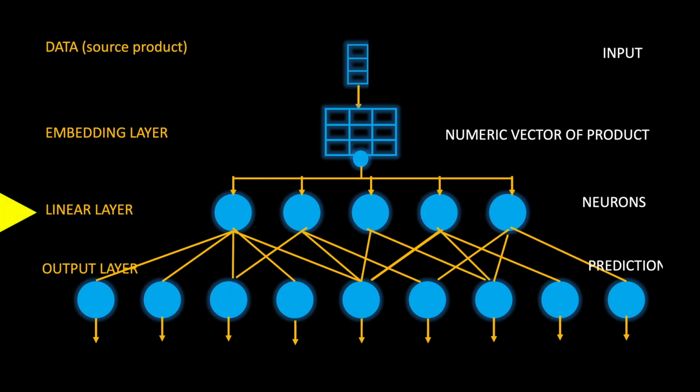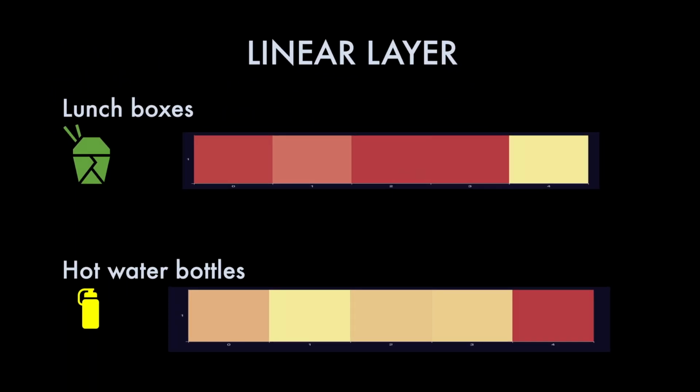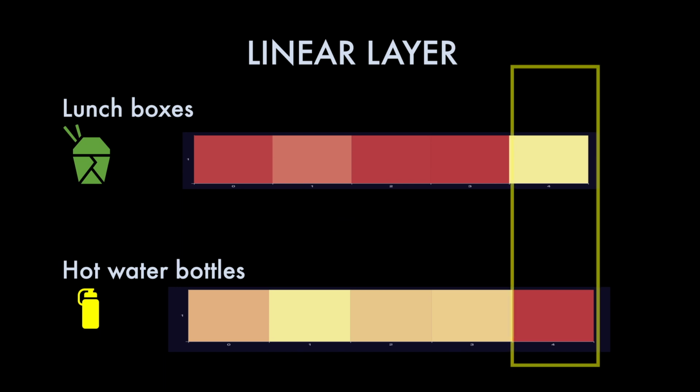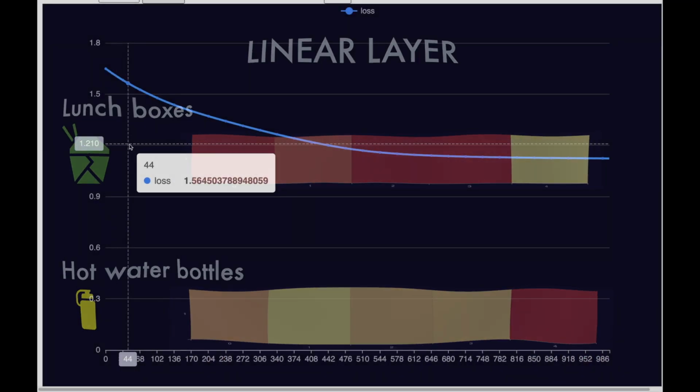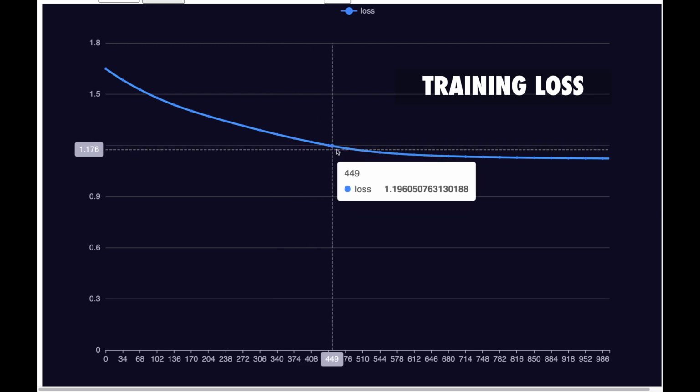Now let us look into the linear layer which consists of 5 neurons, and here is the activation of these neurons for the products related to the hot water bottle as well as the lunch boxes. And here you'll observe that the hot water bottles have the last cell as red, while the lunch boxes have the left cell as red. So intuitively, we can say that the fifth neuron has learned to identify if the product is a hot water bottle or not. Now, here is also a visualization of the loss which occurs during the model training.